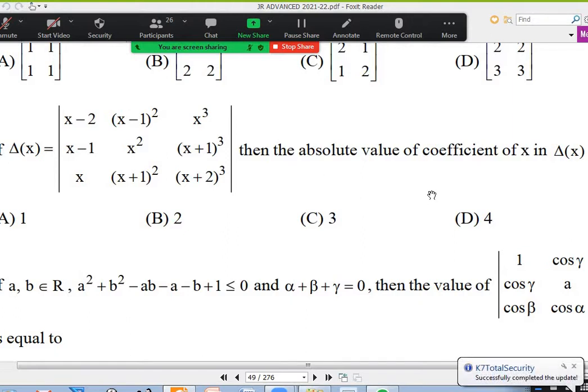Anybody any doubt regarding 12th one? No, sir. Okay. Of course, they're asking x coefficient. When you expand it, what is the x coefficient? What is that? You have to just expand, or you have to subtract here and there, get few zeros?